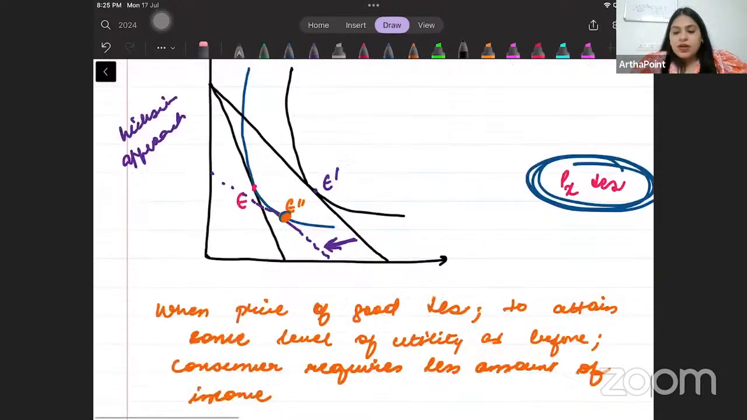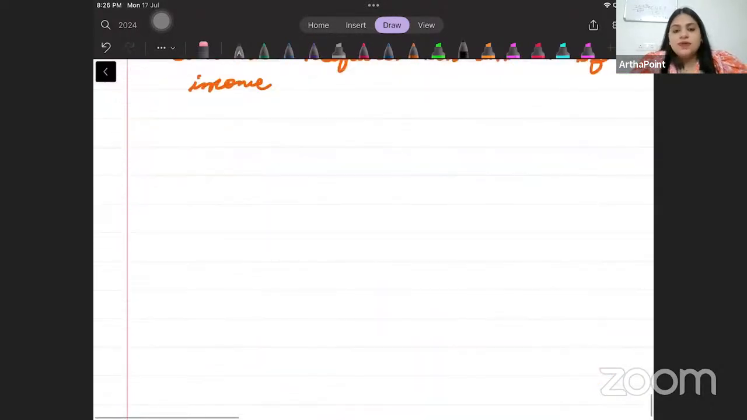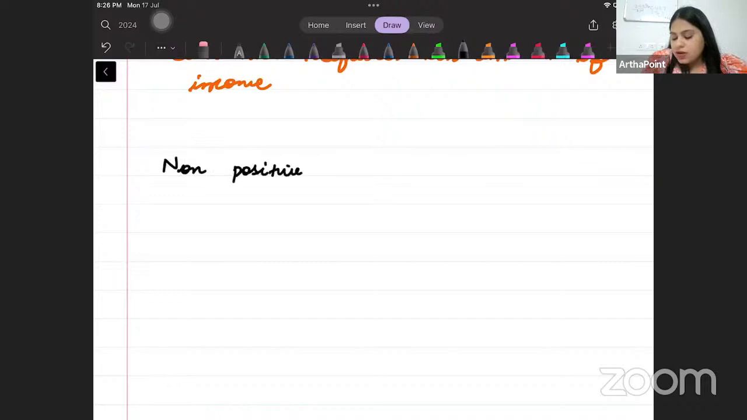Okay. Now, this is a very heavy class, so make sure you revise this multiple times. I want to also prove the non-positive nature of substitution effect.